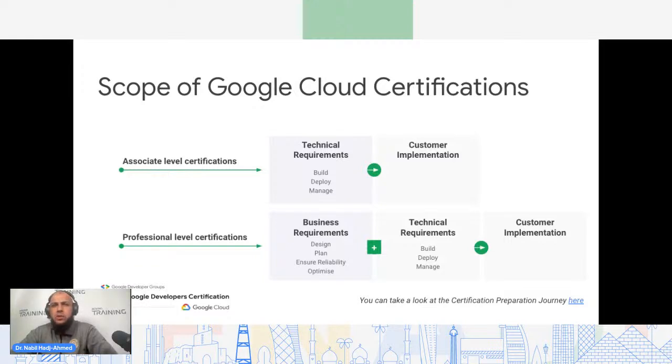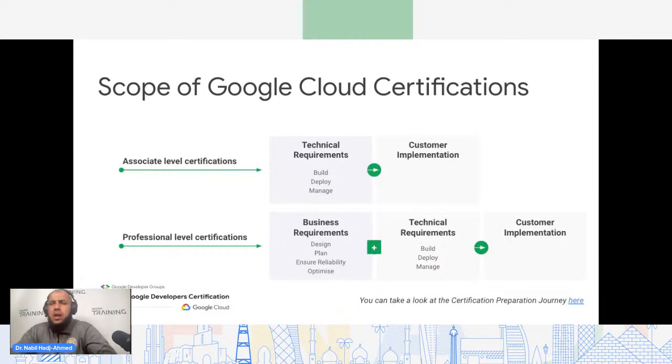The professional level certifications, there's a big overlap in there, in the sense that you need the technical know-how for all the products and services that are available in Google Cloud, how to use them, how to implement them, how to maintain them and monitor them. Plus, you need to understand how to match business requirements into a solution. So how do we take those requirements from customers? How do they move from on-premises, for example, to the cloud? And how to design a solution, how to plan it, how to optimize it. So there's a layer further up than the associate level certification.